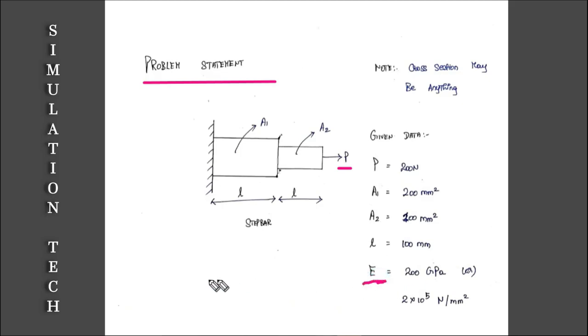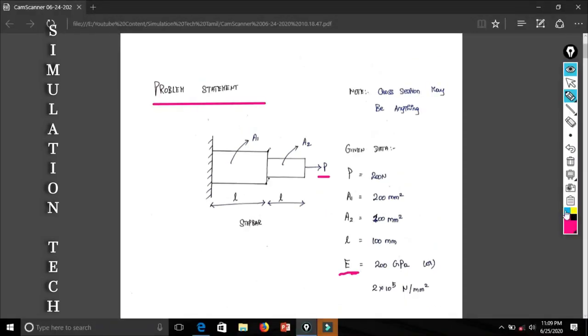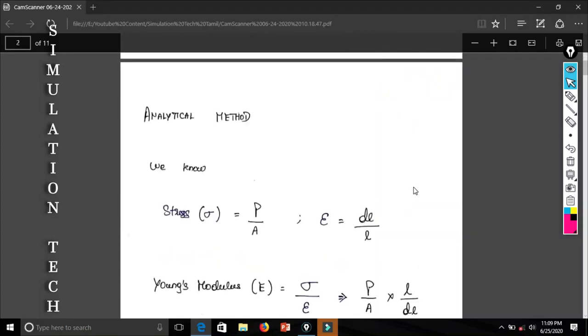E is called Young's modulus. Instead of giving which material it is, they have given the value of Young's modulus directly. They don't mention any cross section, saying the cross section may be anything. They have given the area directly, so we don't need to find the area. So we will move on to that first, right?